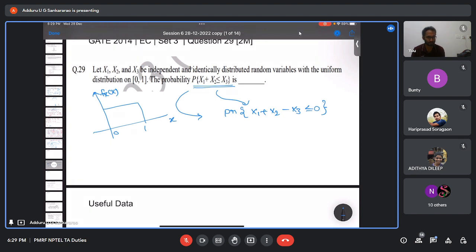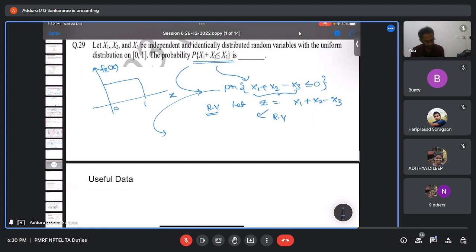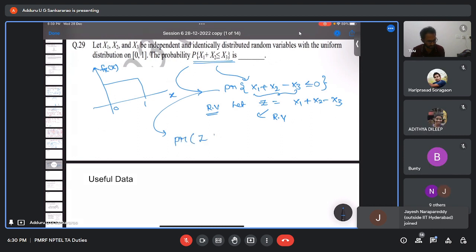The given question I can write by bringing X3 to the left side of the inequality: X1 plus X2 minus X3 less than or equal to 0. Let Z equal to this one. Z is a random variable. X1 is a random variable, X2 is a random variable, X3 is also a random variable. The sum or difference of random variables is also a random variable. So Z, which is X1 plus X2 minus X3, is also a random variable. That means our question became the probability of Z less than or equal to 0.